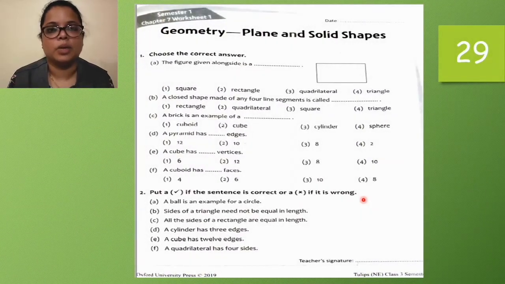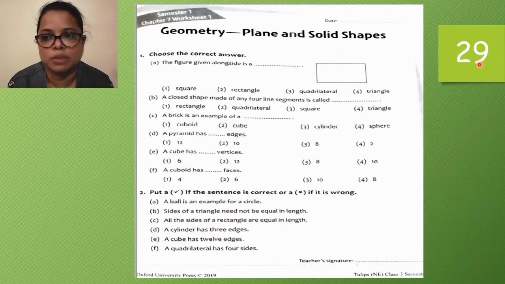Okay, now in your Tulip textbook, at the end you have got the Tulip Wizard worksheet pages. On that page, come to page number 29. Write on the top today's date. Okay, let's begin.